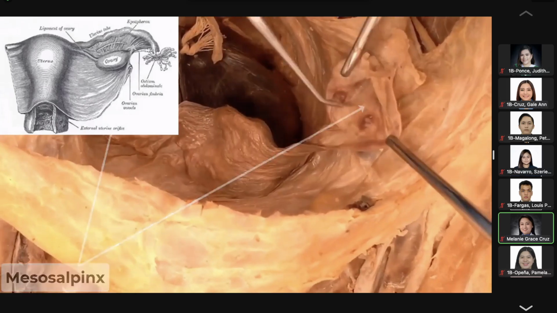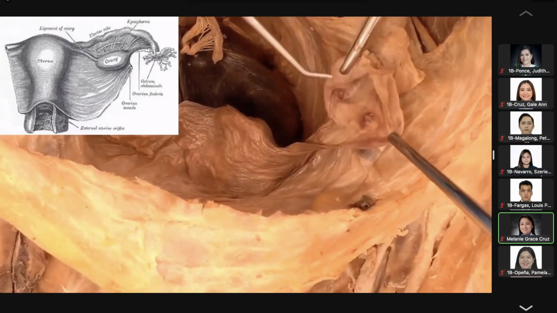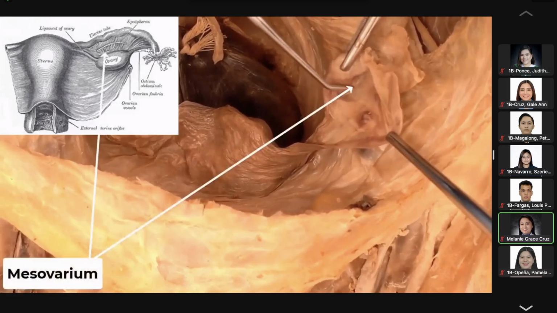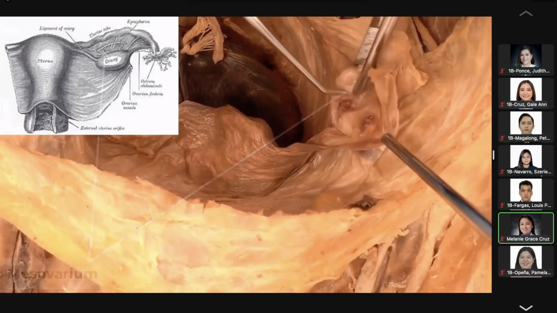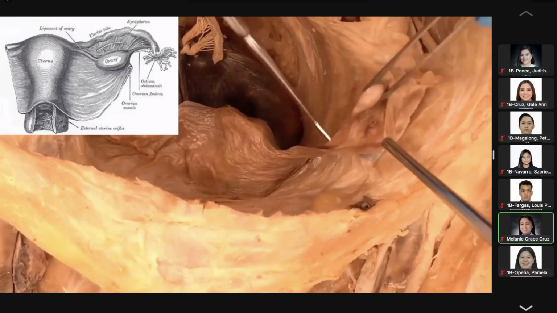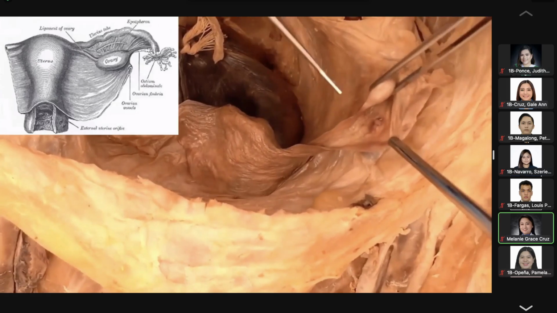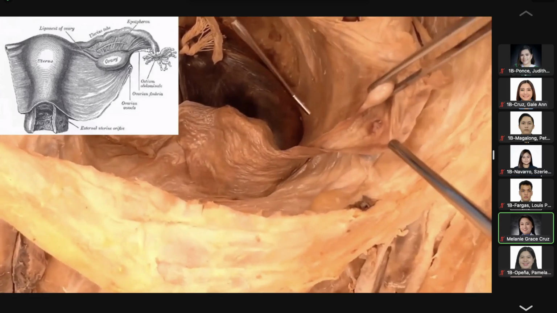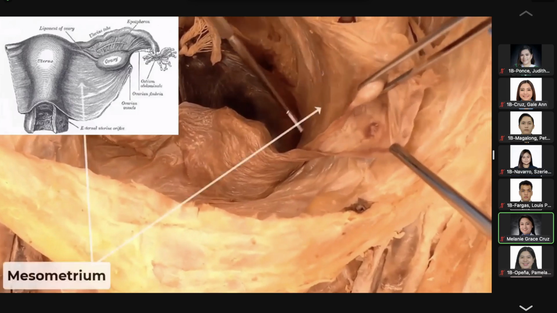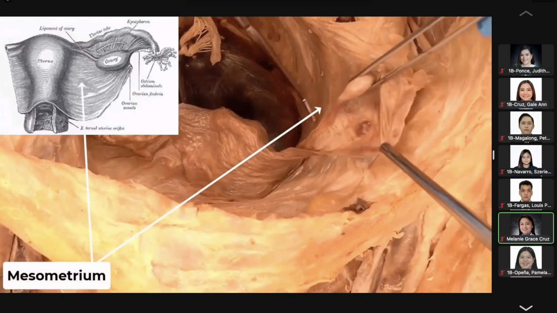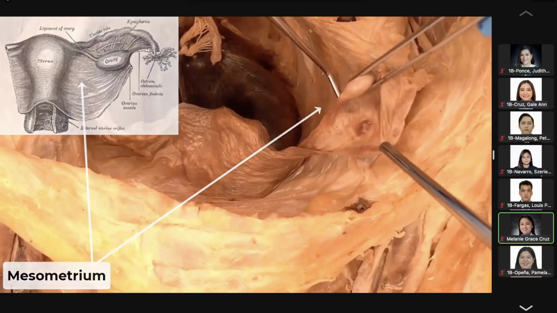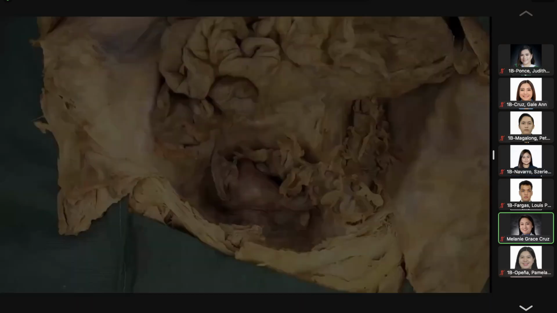The part of the broad ligament, mesosalpinx. This part of the ligament here that attaches the ovary to the rest of broad ligament is called mesovarium. And last but not least, this part of the broad ligament, which is below the ovary on the posterior side, is the part of broad ligament that attaches to the uterus on the side, and that is called mesometrium.